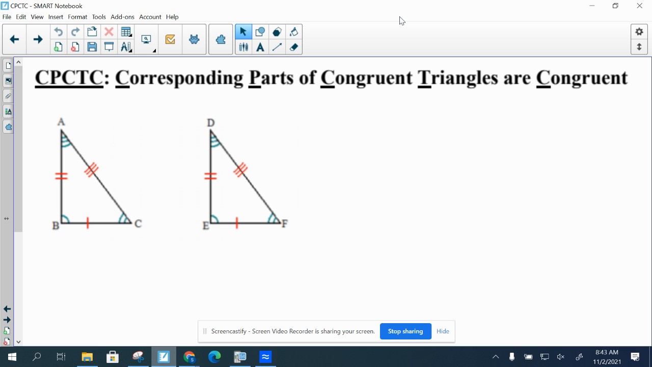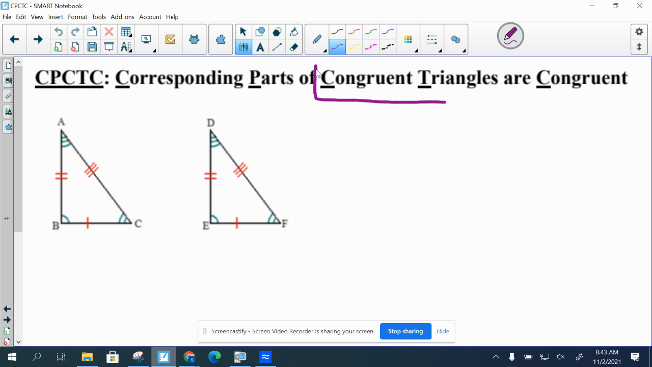So corresponding parts of congruent triangles are congruent. But underline or circle or put a box around the congruent triangles part. You must prove that the triangles are congruent before using CPCTC.